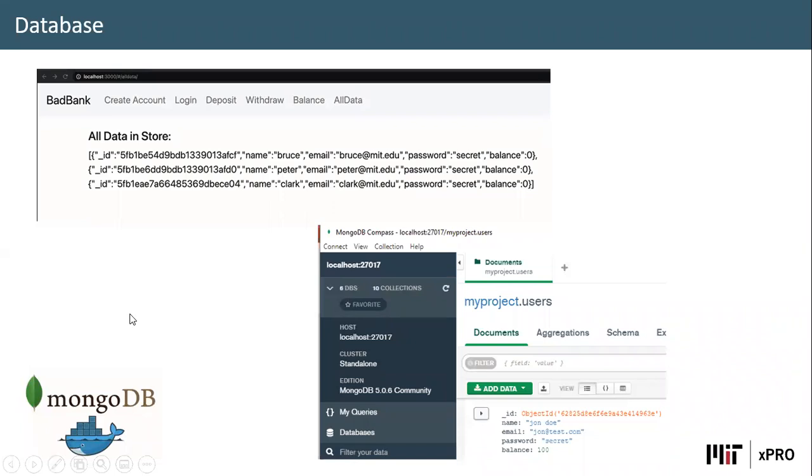First, let's discuss what data is persistent and stored in the database. This application uses MongoDB in standalone. The left-hand side image shows a snapshot of the all data feature displaying the persistent data in the application, namely name, email, password, and balance. The image on the right-hand side is a snapshot of MongoDB Compass showing the same data in the database.